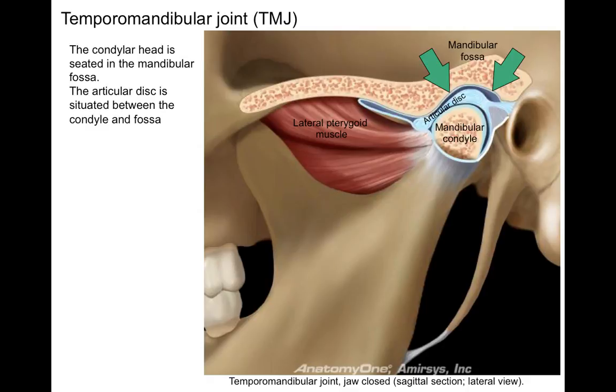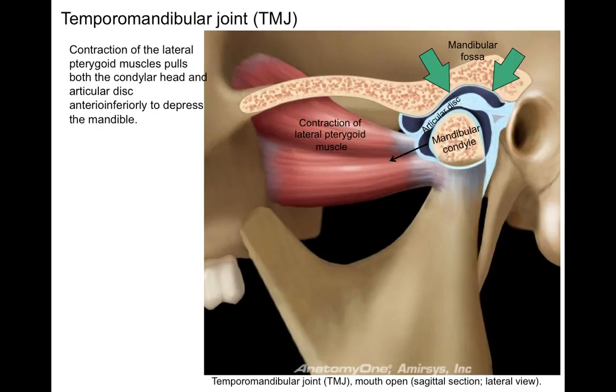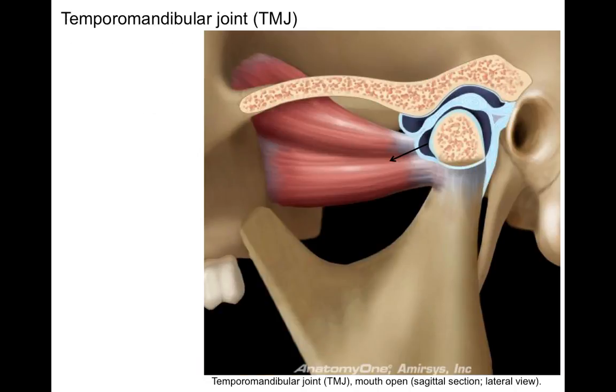So when the lateral pterygoid muscle contracts, it pulls the mandibular condyle and articular disc inferiorly and anteriorly. And this is how we can get the jaw to open up so wide. So the contraction of the lateral pterygoid muscle pulls both the condylar head and articular disc anteriorly and inferiorly to depress the mandible in this fashion.